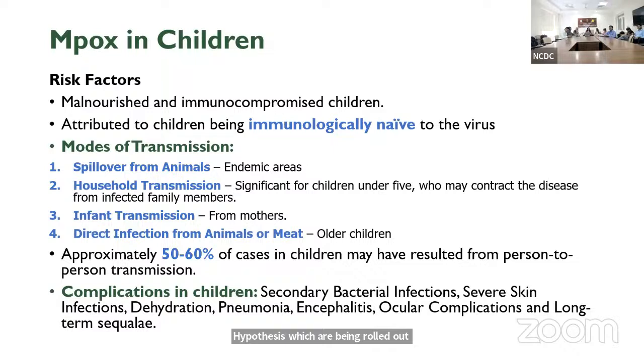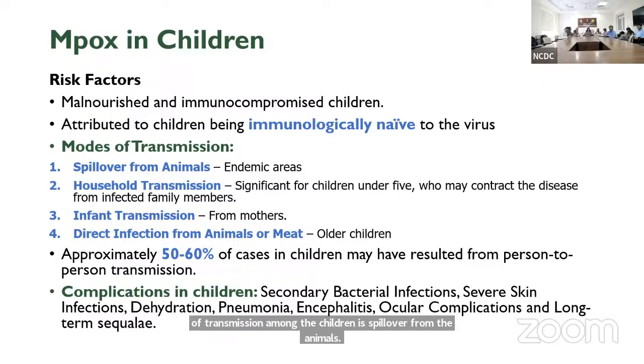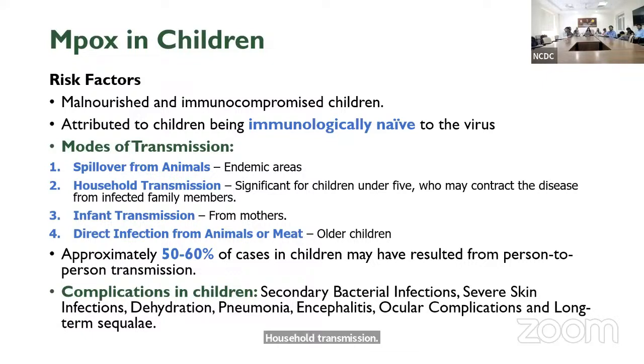Modes of transmission among the children are spillover from the animals and household transmission. Infant transmission has been hypothesized from the mothers, and direct infection from animals to meat in the older children has been documented in a few of the scientific literature. Approximately 50 to 60% of the cases in children have resulted from person-to-person transmission.